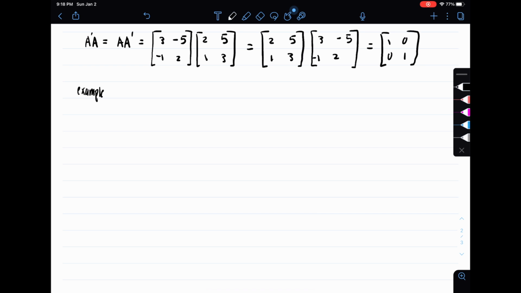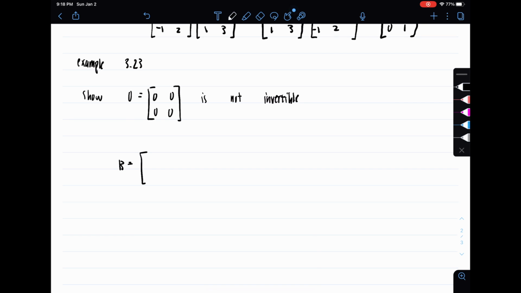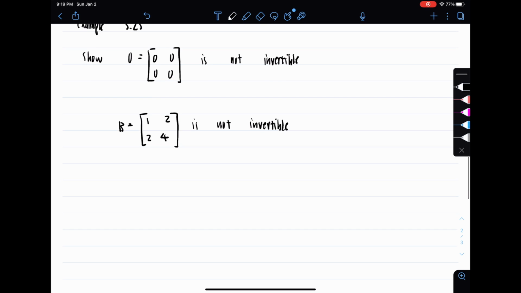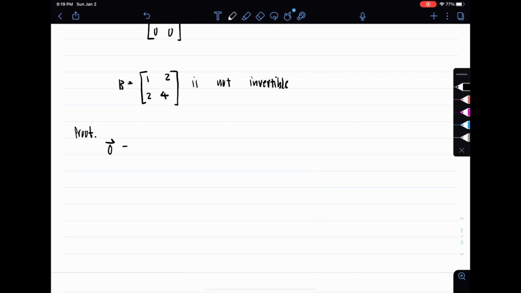Right, so now let's consider another example. This would be example 3.23 in the textbook. We want to show that the zero matrix is not invertible and that B equals 1, 2, 2, 4 is also not invertible. Now, let's consider the reason why the zero matrix is not invertible. Well, we know that anything multiplied by the zero matrix would be 0.